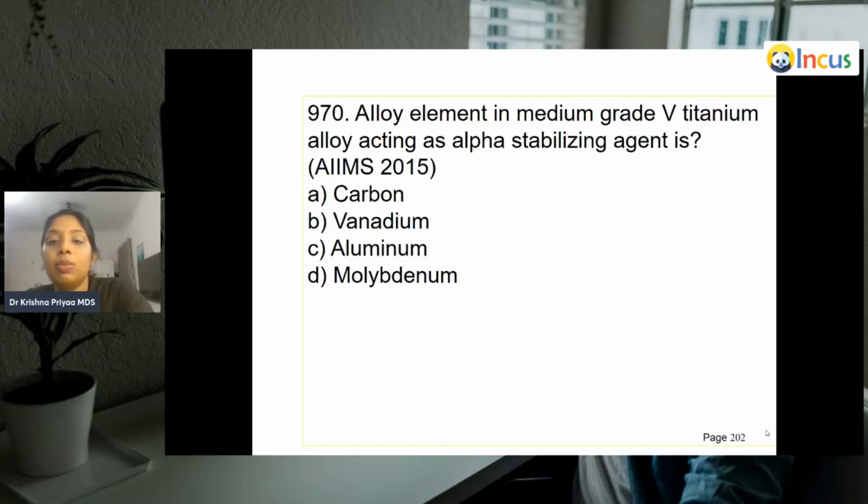So in this question, we need to find out the alloy element. Okay. So what is the keyword here? Alpha stabilizing agent. So first we need to know what is alpha stabilizing agent. Alpha stabilizing agent is nothing but, at room temperature, what is the ductility element? What is the ductility material of the element used? So it should be malleable and ductile at room temperature. That is called alpha stabilizing agent. And I feel here the answer is aluminum.